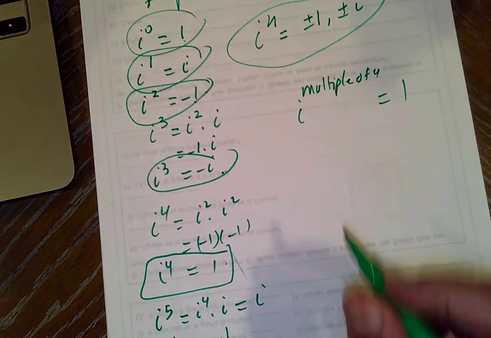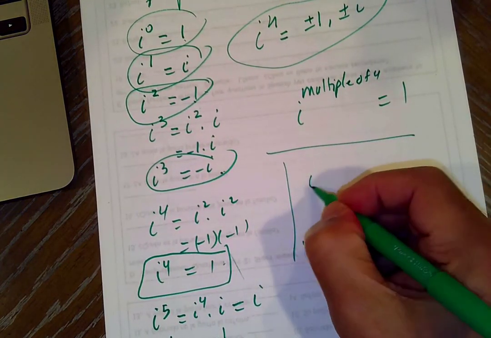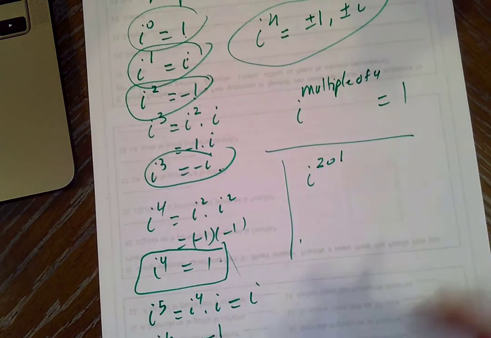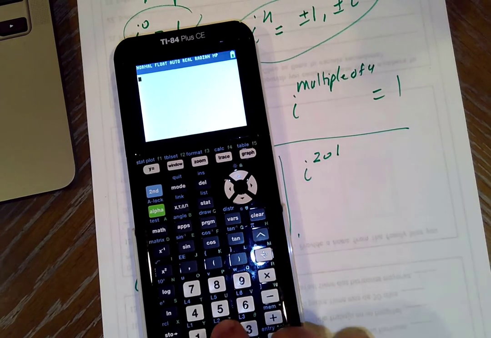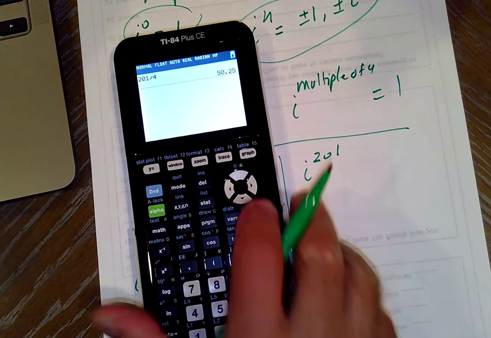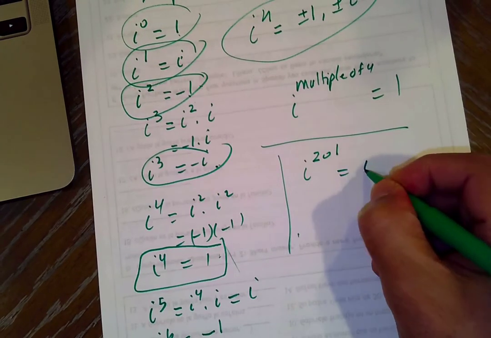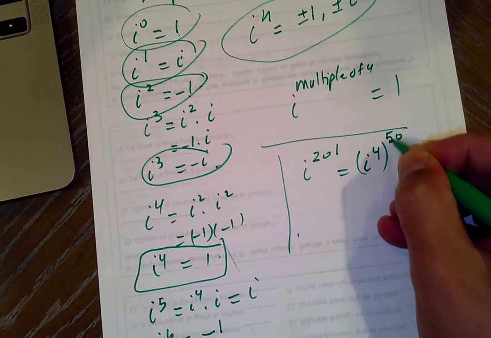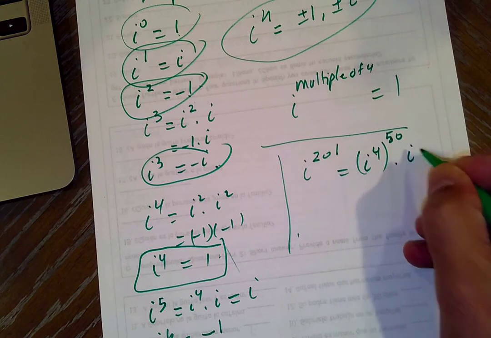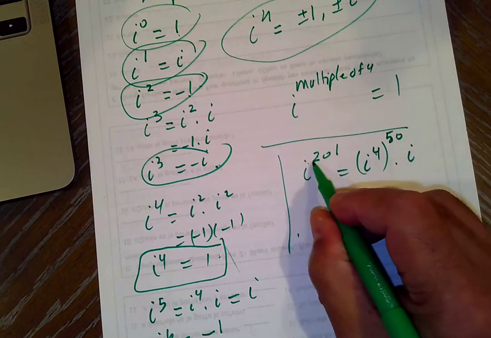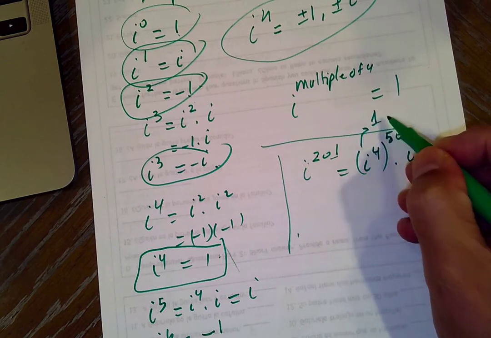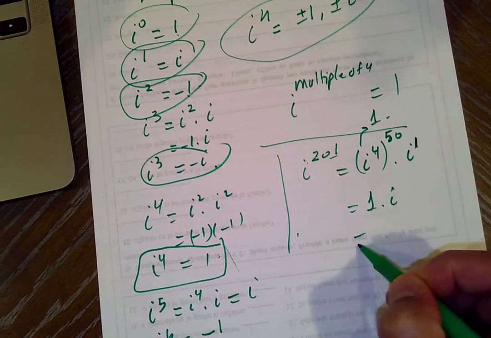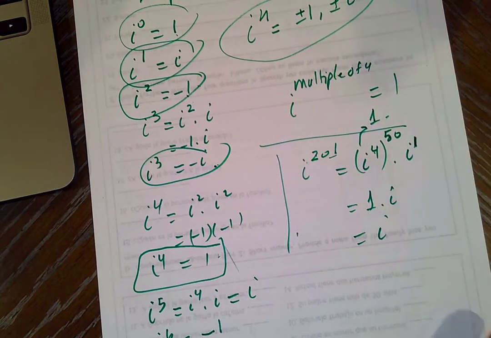And to do this, say I want to do i to the 201. Well, it's easier to see how many multiples of 4. So what's 201 divided by 4? There's 50 multiples of 4 in there. So it's i to the 4, there's 50 of them, because 4 times 50 is 200, and the leftover is, you need one more, so it's i to the 1. This is a 1, that's why we want to remove the multiples of 4. So what's 1 times i? And the answer is one of these, which is i.